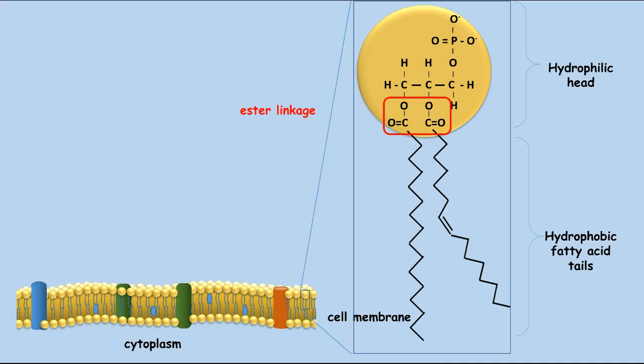The hydrophobic fatty acid tails can be saturated or unsaturated, but they're never branched. The kinks in the unsaturated tails allow for more spacing between the neighboring phospholipids and allow membrane fluidity and diffusion of small hydrophobic molecules across the cell membranes.